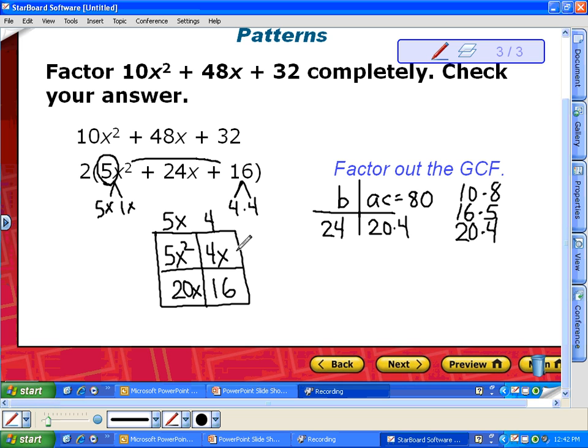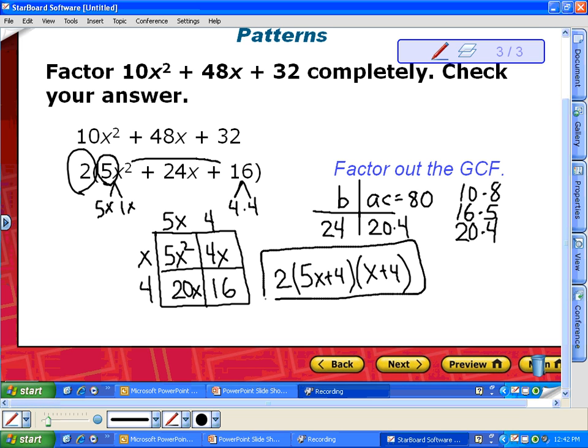Okay, let's go across the top. I can take out an x. And then across the bottom I can take out a 4. Okay, so this is going to factor into 5x plus 4, x plus 4, and I still have the 2 that I took out initially, so I need to put that in there as well. So there's our factored answer. Okay. All right. Let's go to the next slide.